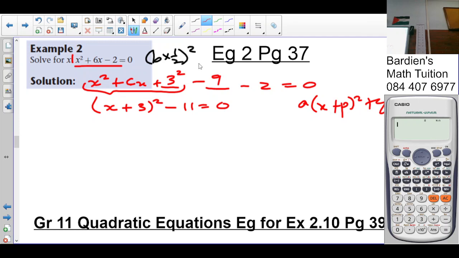But remember, the question was to solve for x. So what I do is I take that over the equal sign. It becomes x plus 3 squared is equal to 11. Then I introduce the square root.